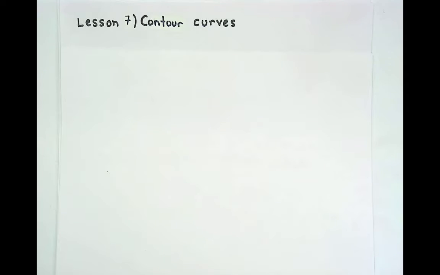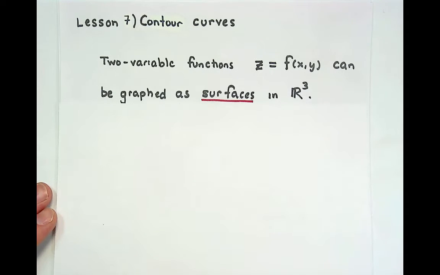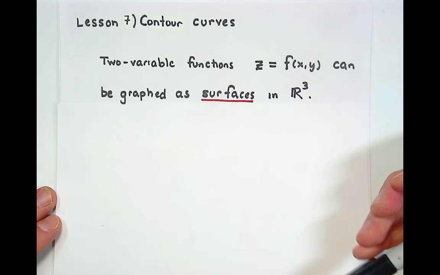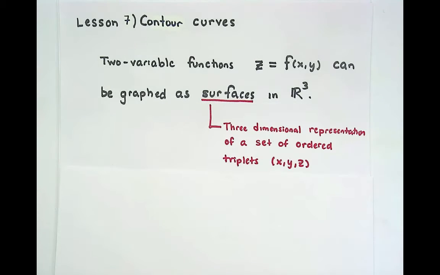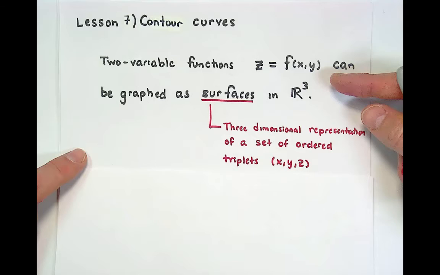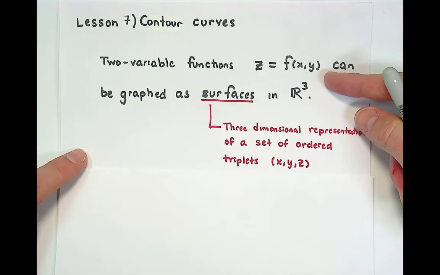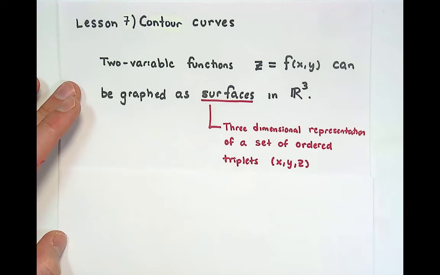Welcome back. In this video, we begin our discussion of contour curves. Remember when we were looking at a two-variable function in the form z equals f of x, y, that we could graph this as a surface in R3. When we say the word surface, what we mean is a three-dimensional representation of a set of ordered triplets x, y, z that make this equation true. Usually we draw this on the three-dimensional axes and it physically looks like a surface.